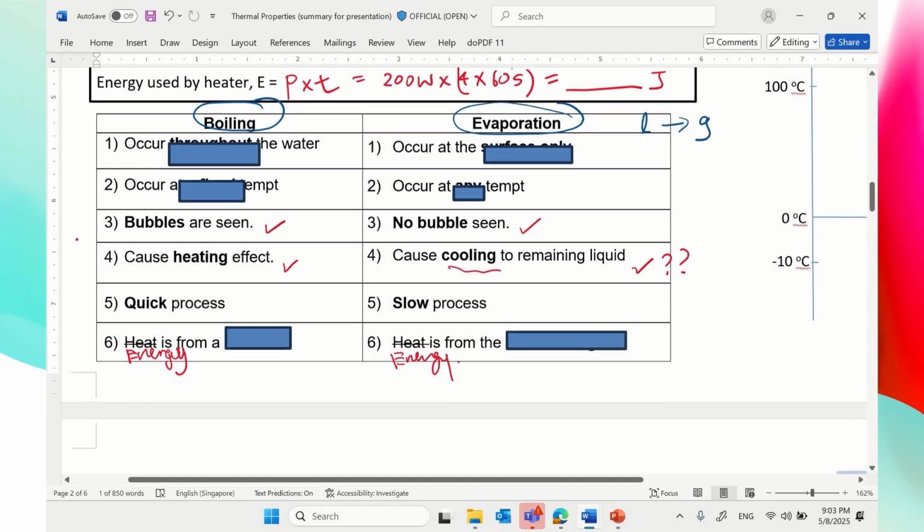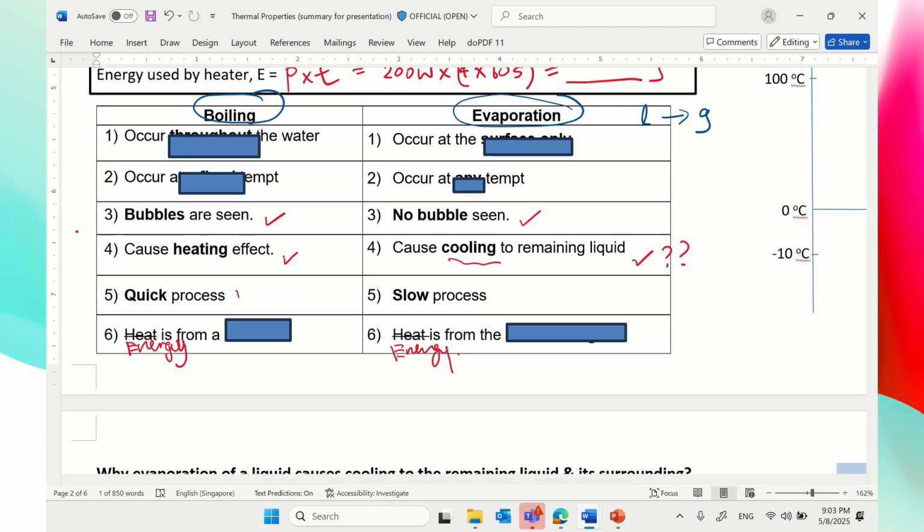All right. Now, boiling is a very quick process. You put some water, you boil it, it disappears. But evaporation can take 1 or 2 days. If you have 1 bowl of water left on the table at room temperature, it may take 1 or 2 days to evaporate. It's a slow process.